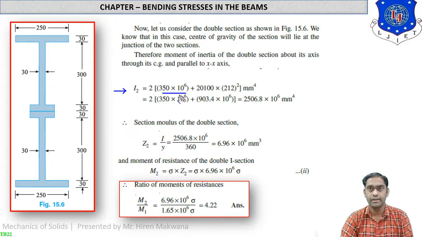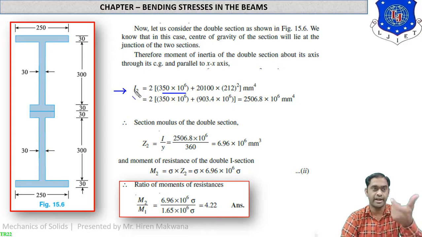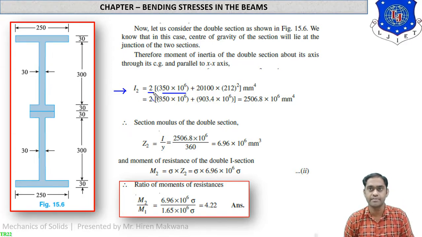Now we are calculating the moment of inertia for the second or entire section, this section. Then we have to multiply it by 2 times. And here is the formula: 2 times moment of inertia plus AH square. Now what is AH square?